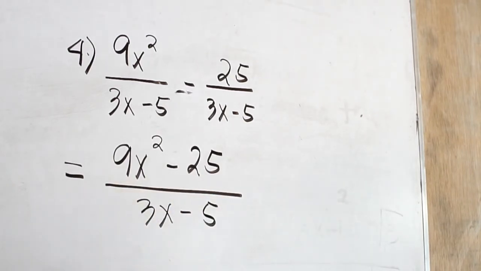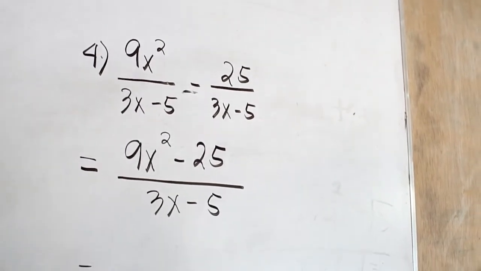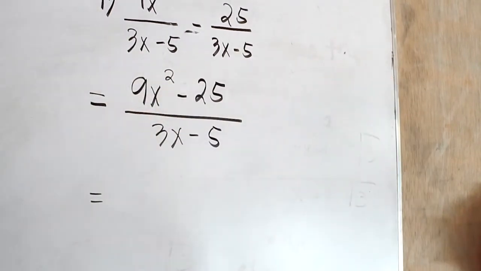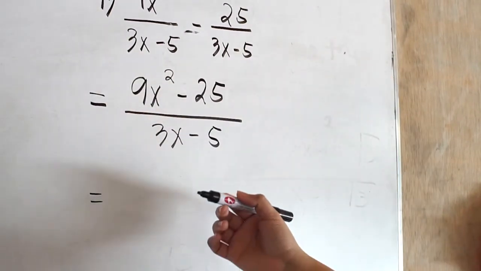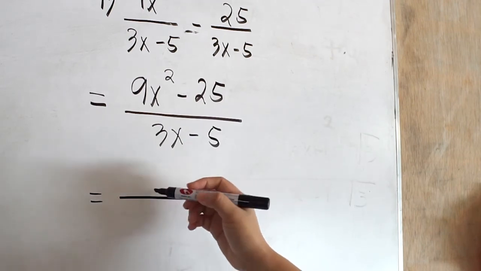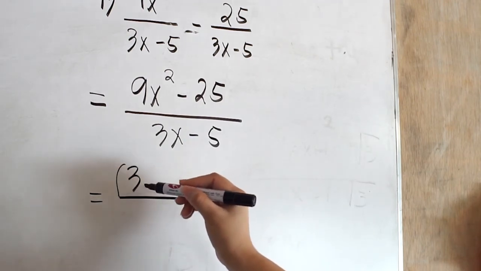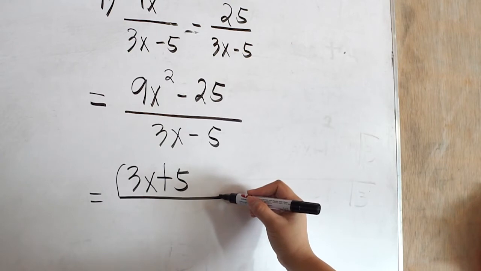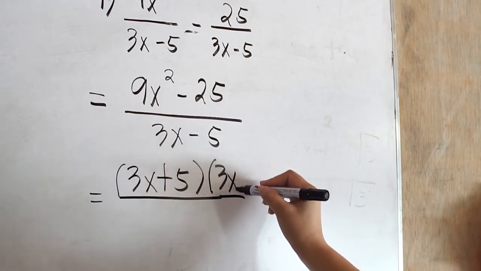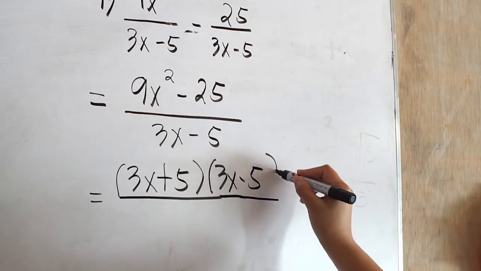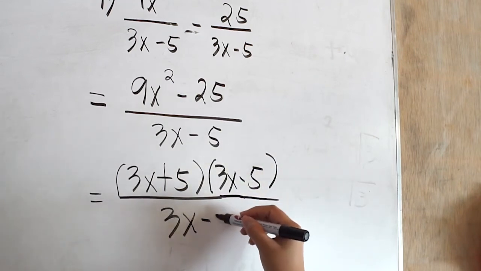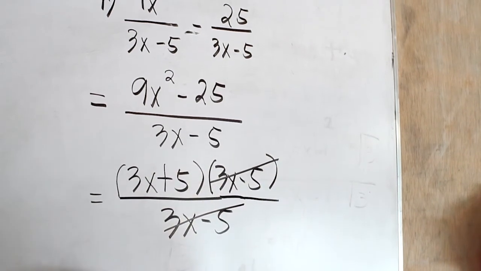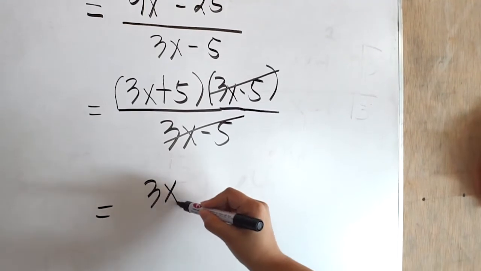And the next, since you can factor this, you have to recall the lesson about factoring. So we will use the difference of squares. So 3x plus 5 and then 3x minus 5, over 3x minus 5. And then cancel similar terms. So your final answer is 3x plus 5.